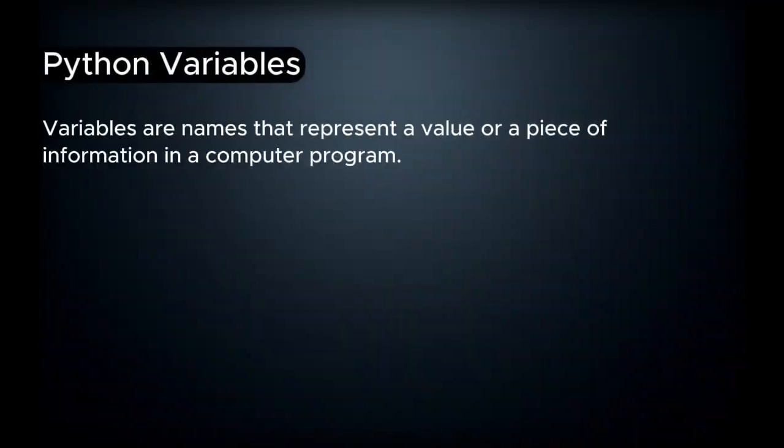Variables are names that represent a value or a piece of information in a computer program. For example, we can have a variable to store a username or age. Anytime we need that data, we can simply call our variable to grab that information.